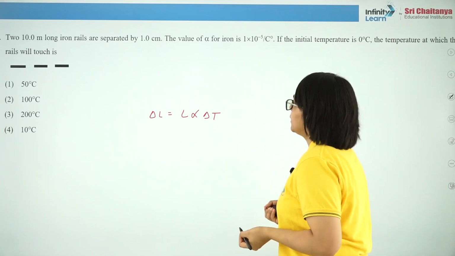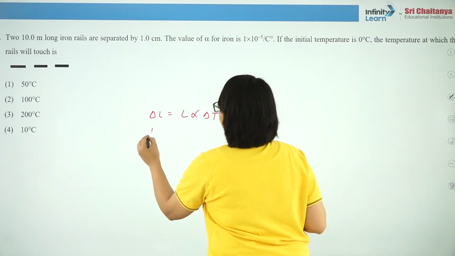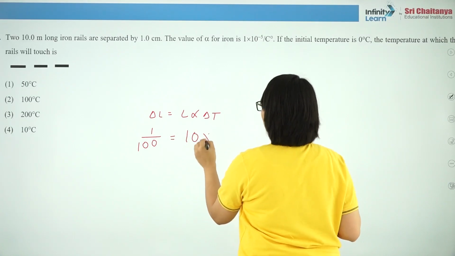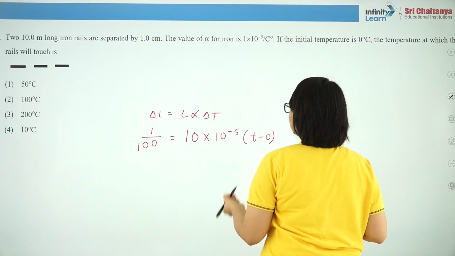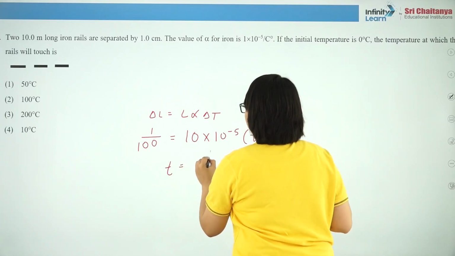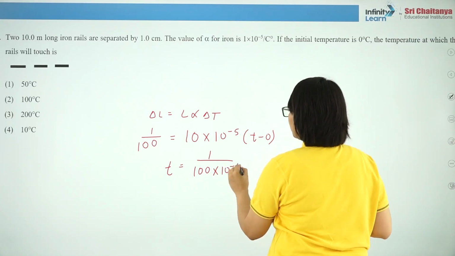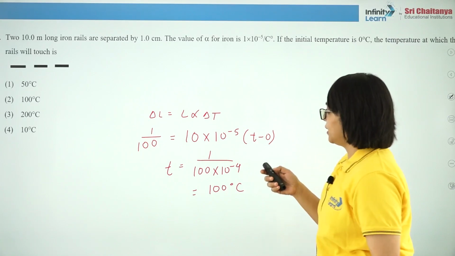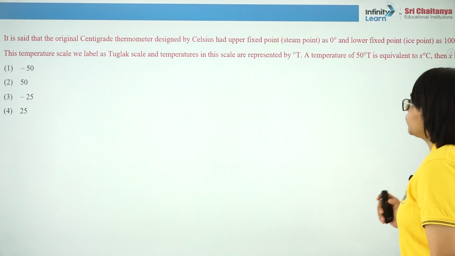Delta L is 1 centimeter, which is 1 upon 100 meter is equals to L 10 meter into alpha is 10 power minus 5, and delta T will be T minus 0. So, T in this case will be 100 into 10 minus 4, which is 100 degree Celsius, and that is option 2. Let us discuss 129 question.